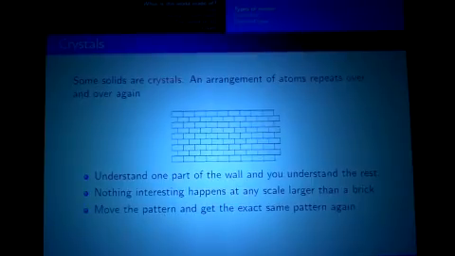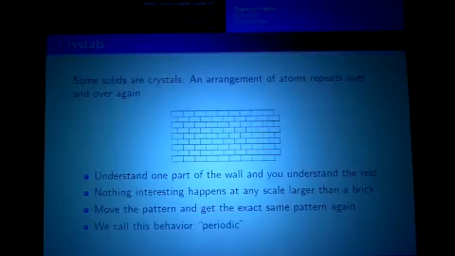Finally, if you move it around, you can get the exact same pattern. If I take the brick wall and I slide it over by the width of 1 brick, I've got the same brick wall pattern. If I take the brick wall and I slide it down by the thickness of 1 brick and over by half the size of a brick, I've got the exact same pattern. So whenever you have this business that you can move it around and get the same thing, we call that periodic. So to my mind, crystals are periodic materials, and they're not all that interesting. And gases are not periodic materials, they're random materials, and they're not all that interesting.